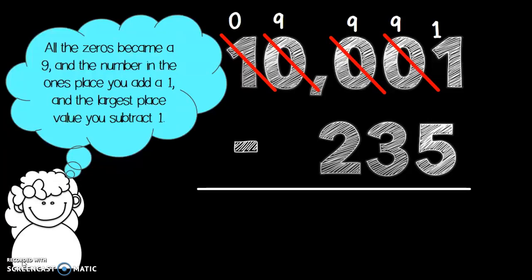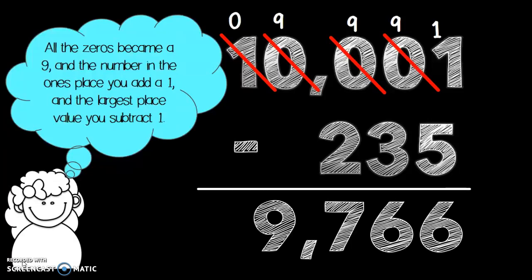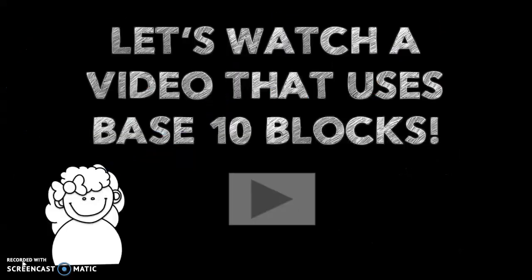Now we subtract. 11 minus 5 is equal to 6. 9 minus 3 is equal to 6. 9 minus 2 is equal to 7. 9 minus 0 is equal to 9. And our total of 10,001 minus 235 is equal to 9,766. So let's watch a video that uses base 10 blocks explaining this same thing.